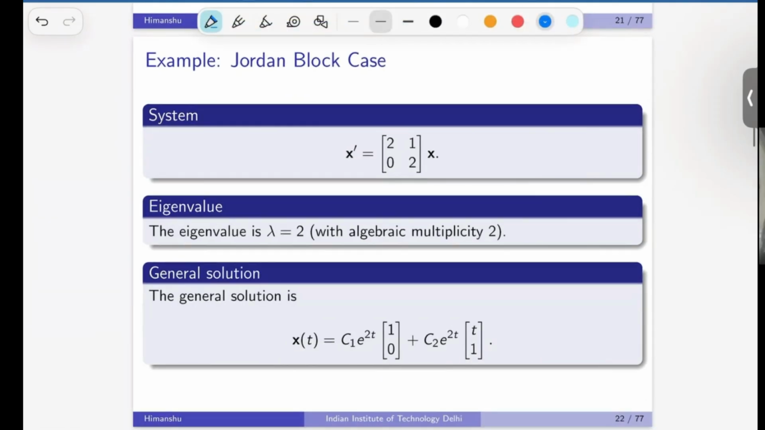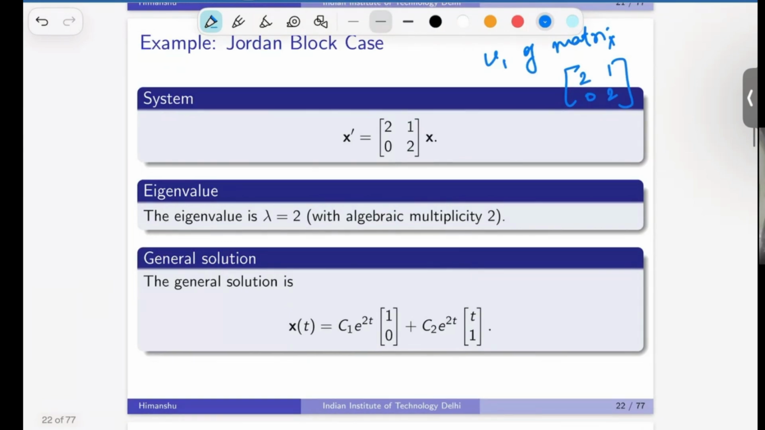Let's say V1 is an eigenvector of the matrix [2, 1; 0, 2]. Then we find its second eigenvector as A V2 equals V1. So this is called a generalized eigenvector. I hope everyone knows this. So using that, we can find our solution.